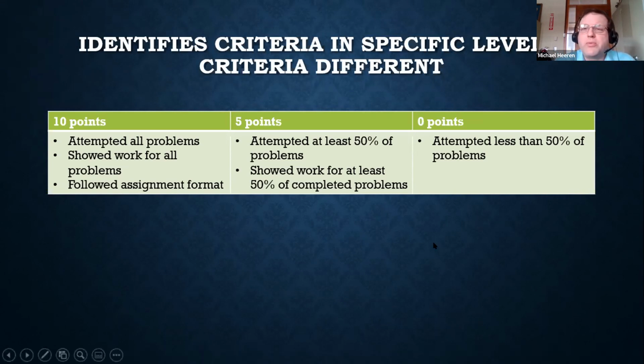And then that last part, for 0 points: you attempted less than 50% of the problems. Notice it doesn't matter whether you did or did not show work. If you didn't attempt at least 50%, you're not given any credit for this particular assignment. So it's very clear, very delineated, and it's easy to find a category for students to fit in when you are assessing their assignment.